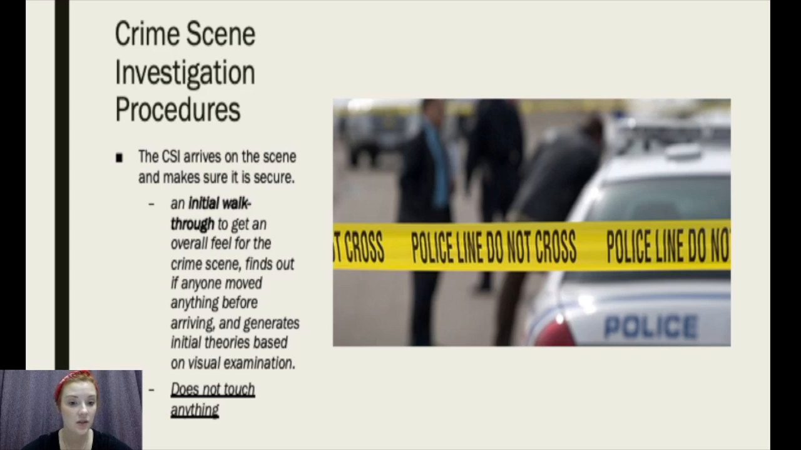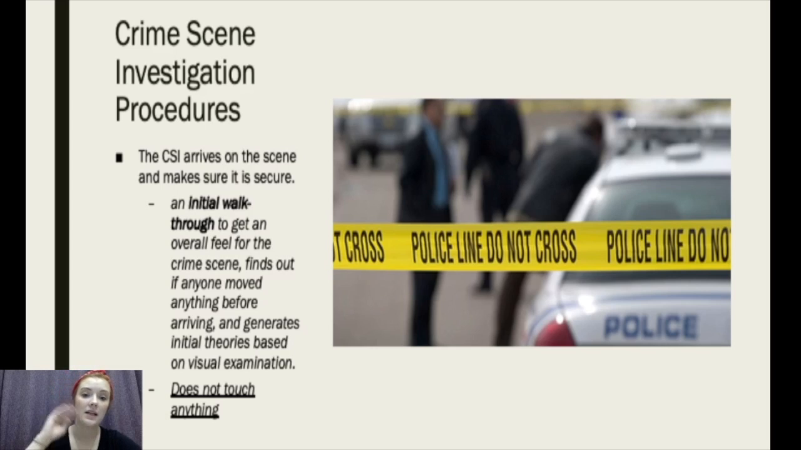We also want to make sure that there's no danger. Just because you enter into a scene doesn't mean that there's not something dangerous that we need to be aware of. So police officers, crime scene investigators, forensic scientists, all of those people are responsible for walking in, making sure that a crime scene is completely safe and secure.